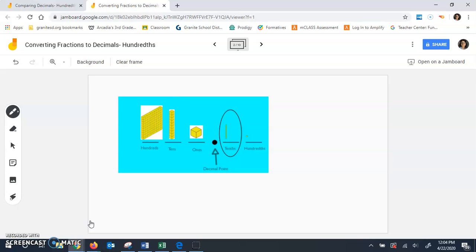So as you've learned our different place values when it comes to decimals, our whole numbers are here, our hundreds, tens, and ones, and then we have our decimal point there. We've talked about tenths, and now we're looking at hundredths today. A hundredth is a tiny chunk, like a tenth of our tenth, a little chunk of our ones place.